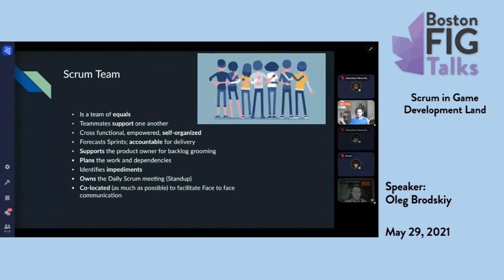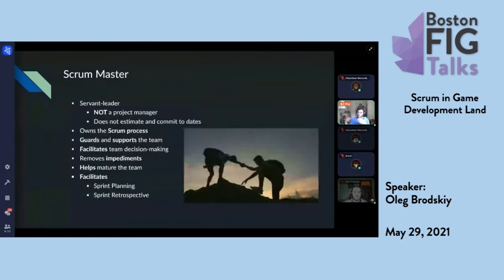And finally, the Scrum Master. The Scrum Master is a servant leader. They're not a project manager. I hate the project manager title. Whole other talk why I don't like that one. But Scrum Masters don't estimate and they don't commit to dates. I mean, I can create an estimate, but it's going to be useless because at the end of the day, the team is the one who's deciding how much they're getting done in a reasonable amount of time.